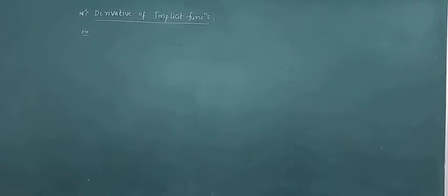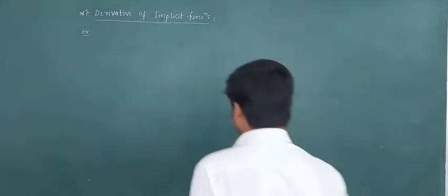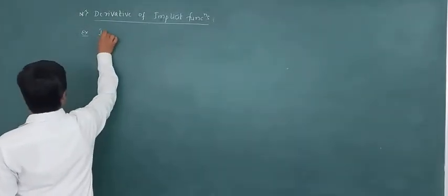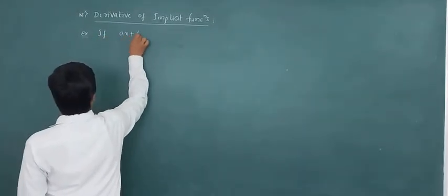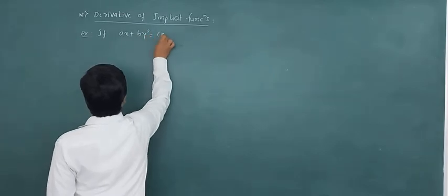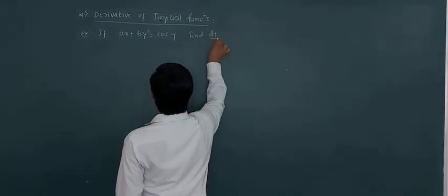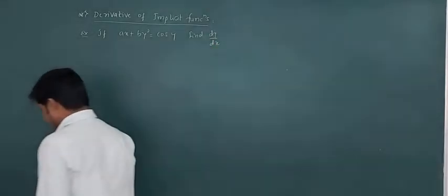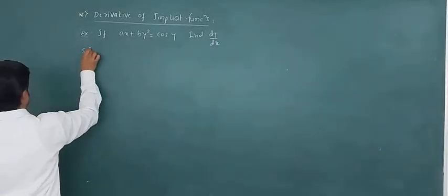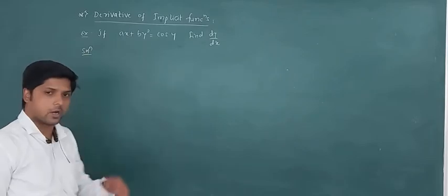Find or differentiate: if (ax plus by) square is equal to cos y, then find dy by dx. Solution of this example. So 2 marks, very important part.